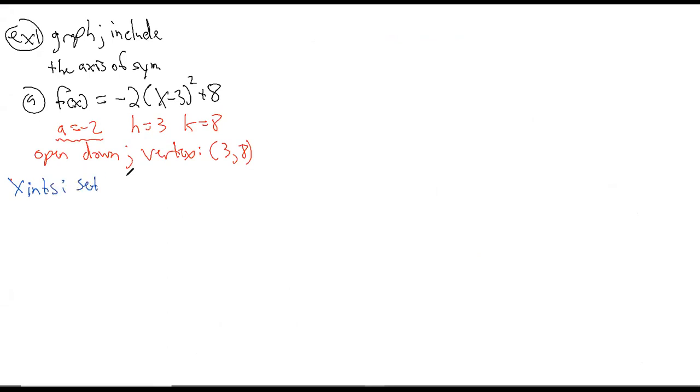And that's where we set f of x or y, because they're not always written f of x equals. It could be given to you as y equals. So that's where we're setting the output equal to 0. So we go 0 equals -2 parentheses, x minus 3, close it, square it, then a +8. And then we got to solve this equation for x.